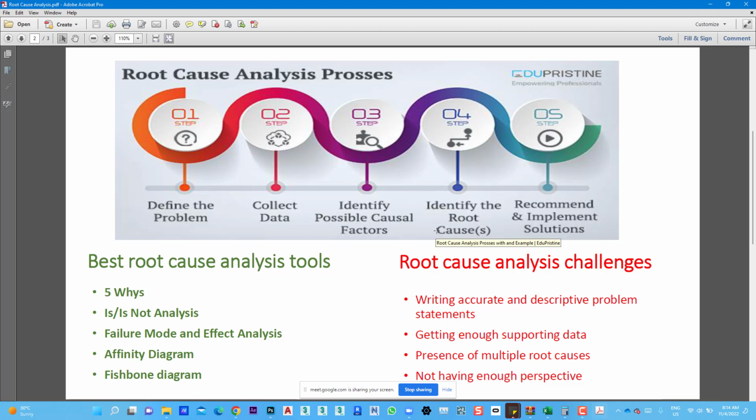And for the best root cause analysis, there are 5 different methods. That is the 5 whys, and 5 whys means asking why. And the is/is not analysis, failure mode and effects analysis, affinity diagram and fishbone diagram. I hope Mr. Jasser will cover these all in the next classes.